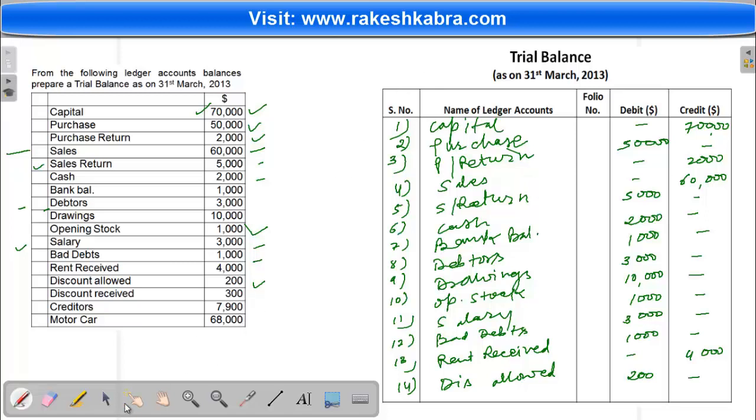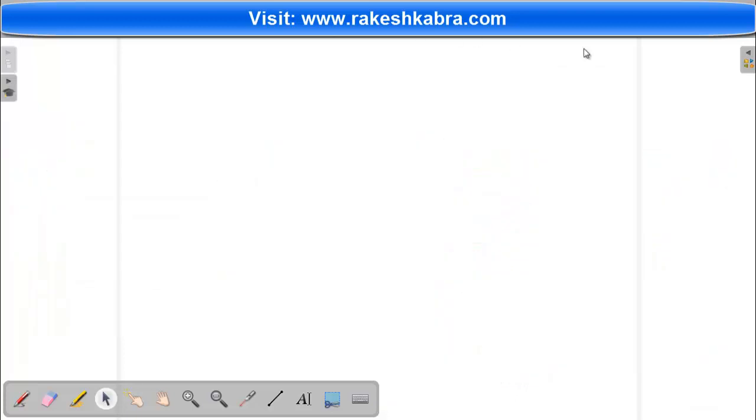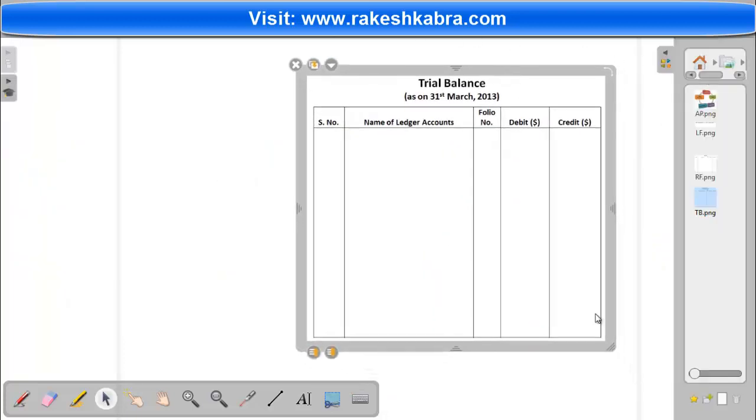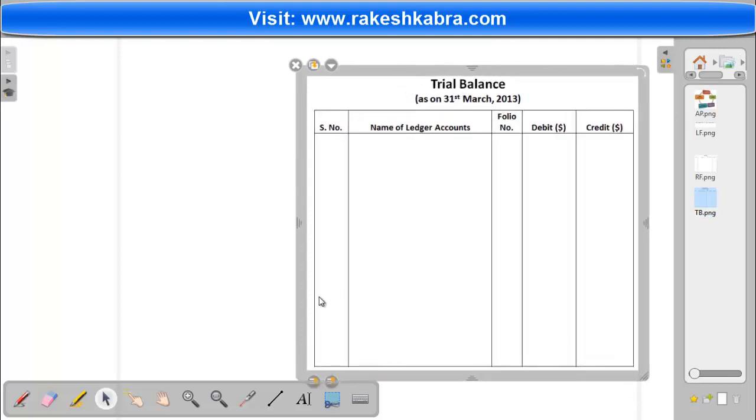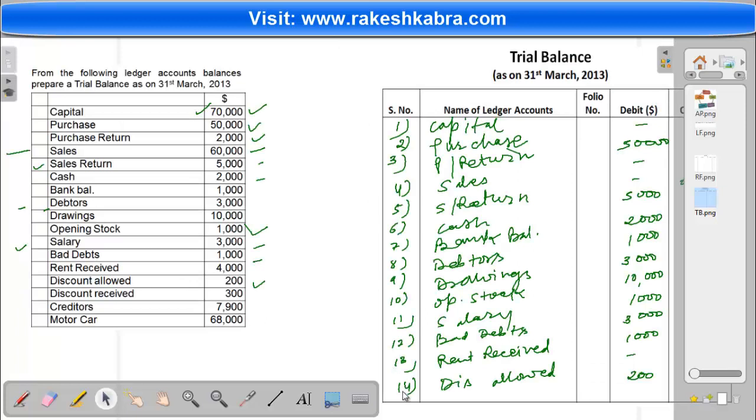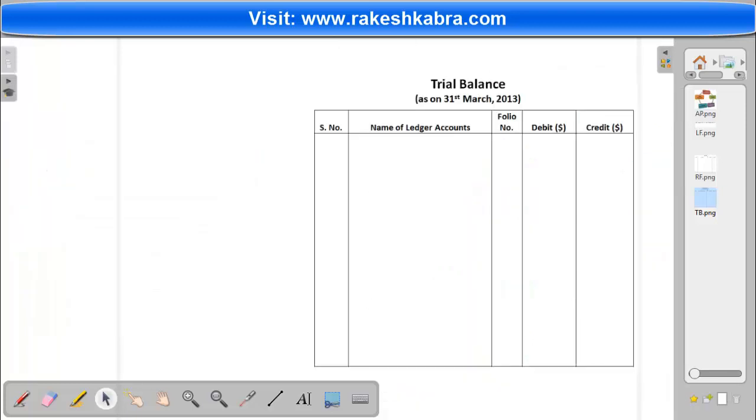Now after discount allowed, tell me next account. Just wait a minute, there is lack of space, so I will extend this trial balance. Okay, I will extend it. So tell me which is our next account? Discount received, isn't it? See, 14 number, now 15 number. So first we will write the number 15, and discount received.